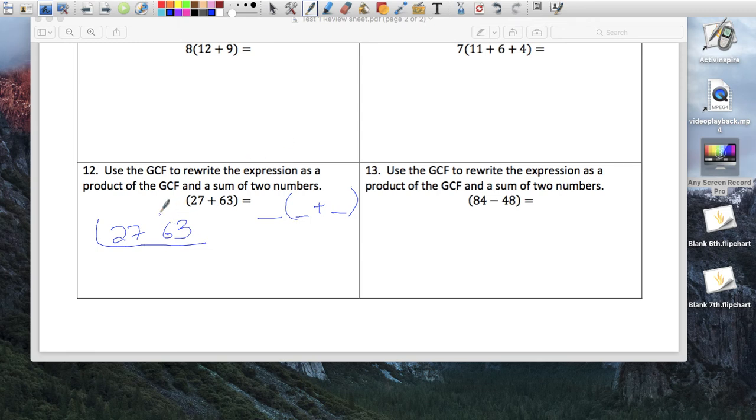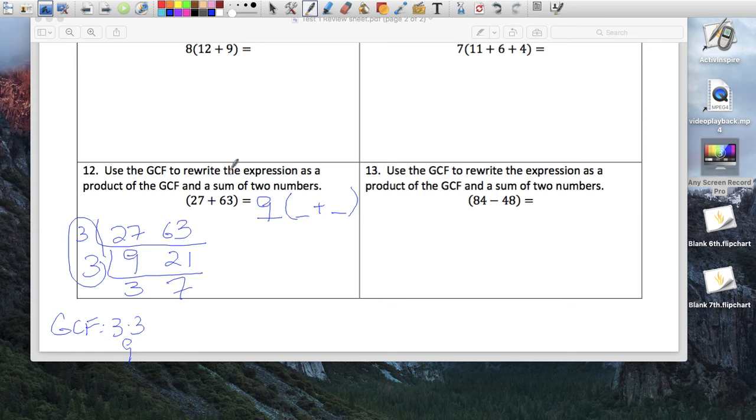2, no. 3, yes, actually 3 does. 3 goes into 27 9 times. 3 goes into 63 21 times. Can we continue? Yes, we can. 3 goes into 9 3 times. 3 goes into 21 7 times. Are we done? Yep. So the GCF is the product of those two numbers, which is 3 times 3 gives you 9. So 9 is the biggest factor that 27 and 63 share.